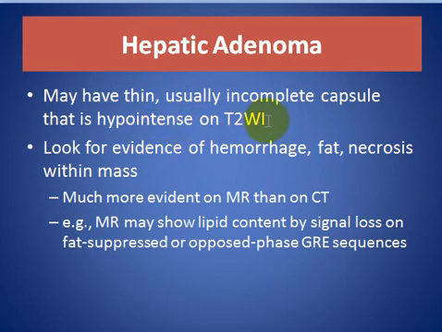Look for evidence of hemorrhage, fat, necrosis within the mass. Much more evident on MRI than on CT scan. MRI may show lipid content by signal loss on fat suppressed or opposed phase gradient echo sequences.